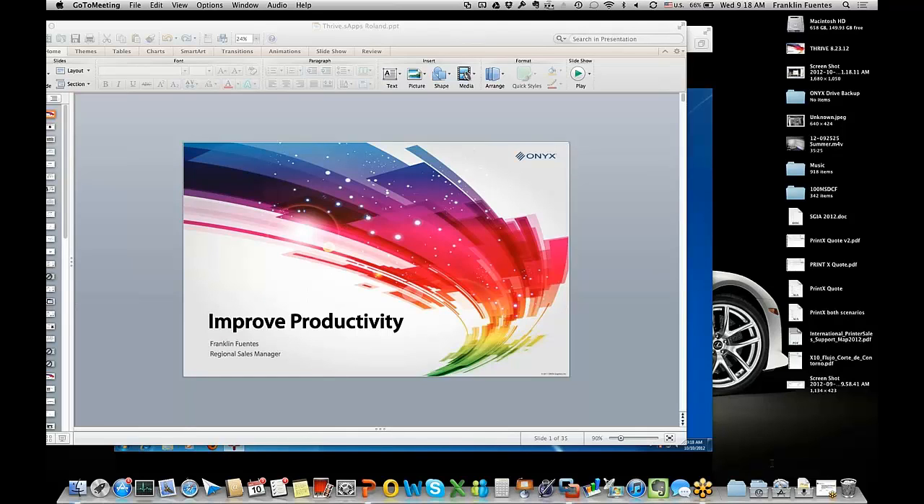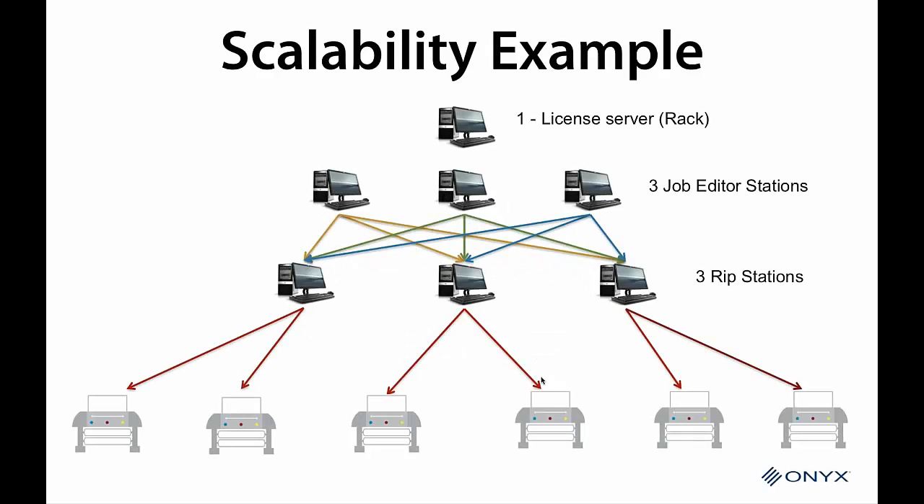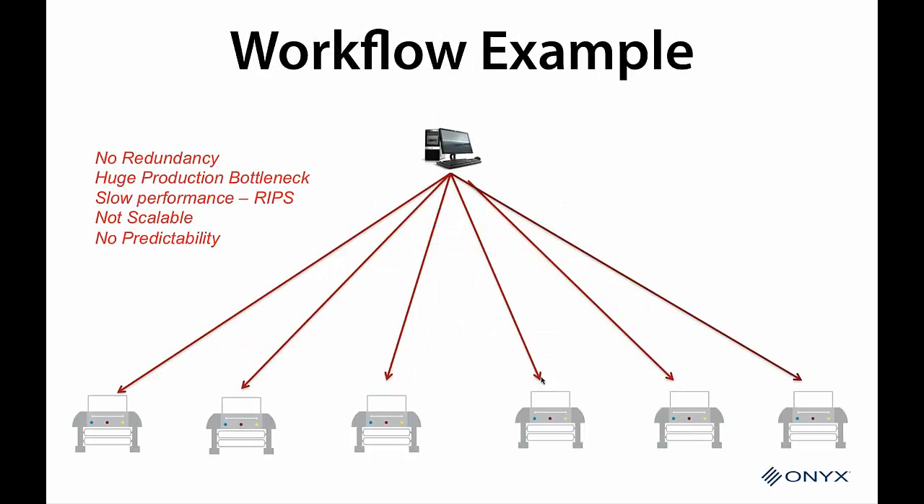So there's a question here, what about a reverse workflow where there are many job editors feeding the licensed server and the server is delivering to the printer? Absolutely, that would work. Depending on the workflow that fits your needs, you can have many job editors feeding to one server. And if I back up a little bit, that's kind of what this example here is showing.